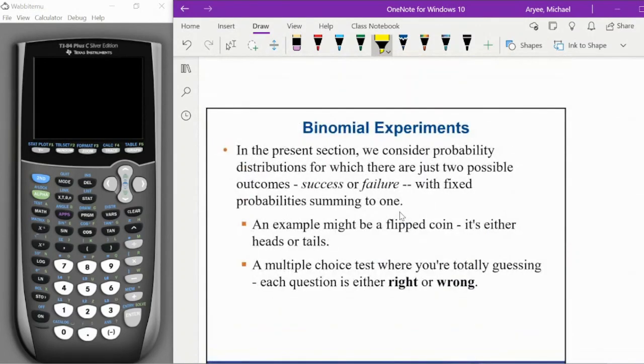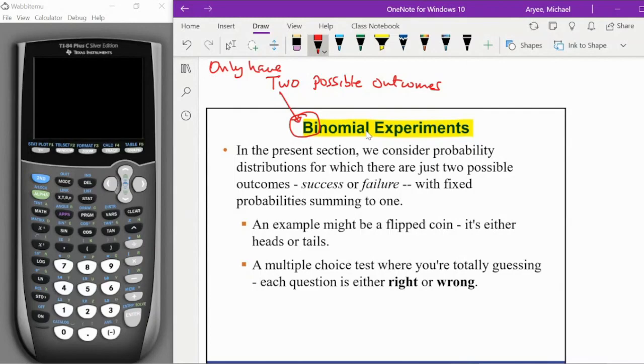Now, in statistics, we have something that we call a binomial experiment. When you look at this word, bi means two, right? So two possible outcomes. Any form of experiment where you only have two possible outcomes falls under what we call a binomial experiment.